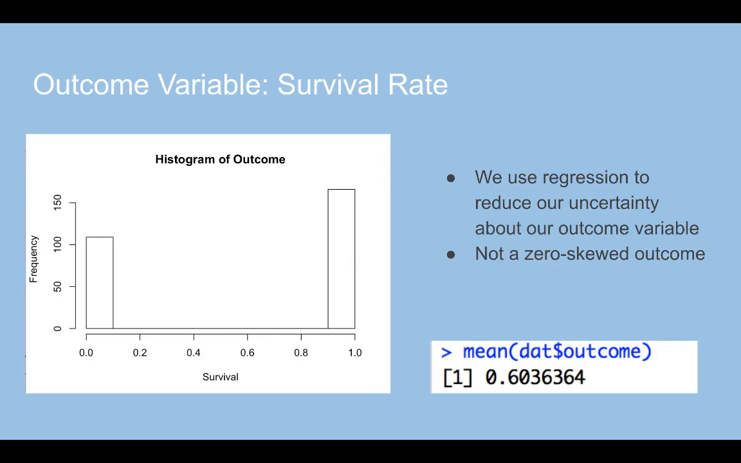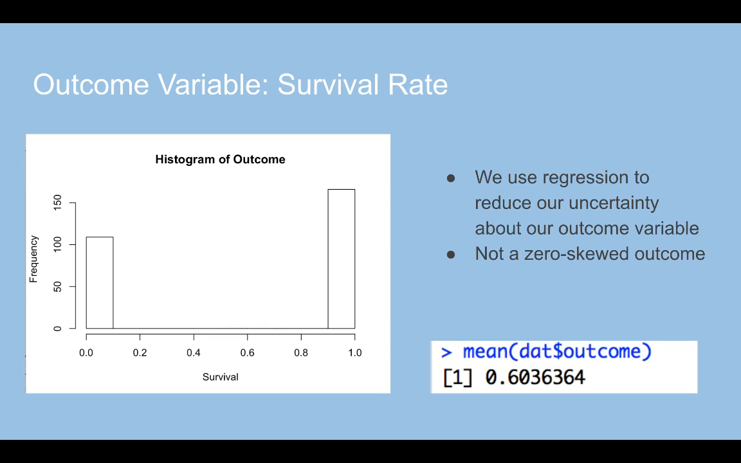So to take a closer look at our outcome variable, as you can see, we don't have a normal bell-shaped curve. Rather, we have this bimodal distribution where we only have zeros and ones. And so in regression, we use regression to reduce our uncertainty about our outcome variable, but when we have this bimodal distribution, we can see that our best guess about the mean will likely not tell us much about our outcome variable. And so that justifies the use of a different type of model than OLS, such as logistic regression.